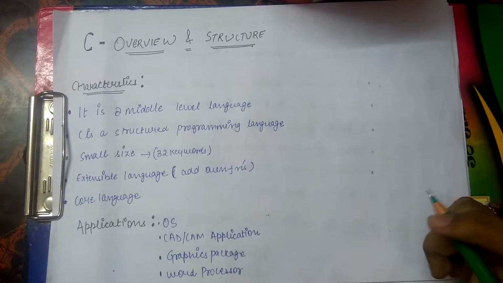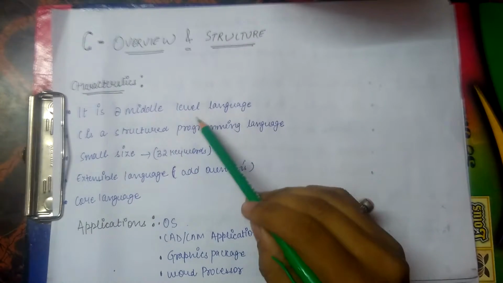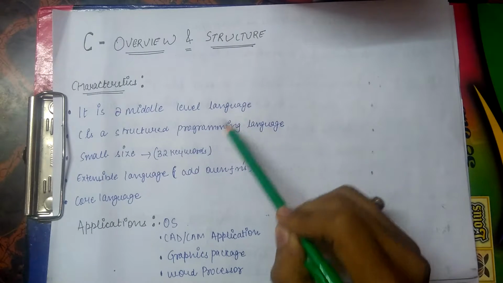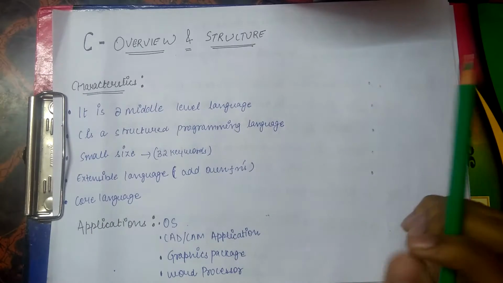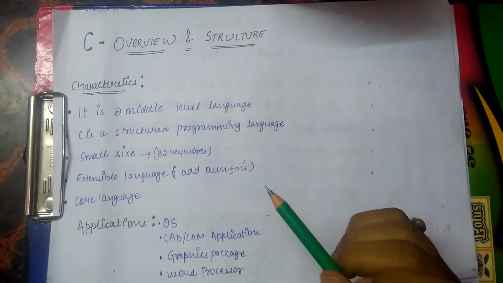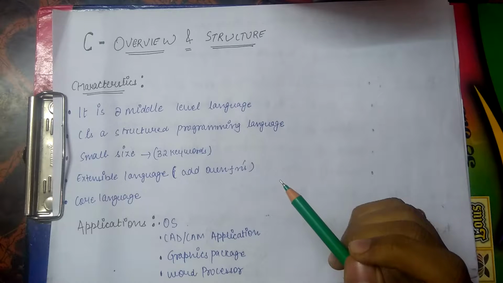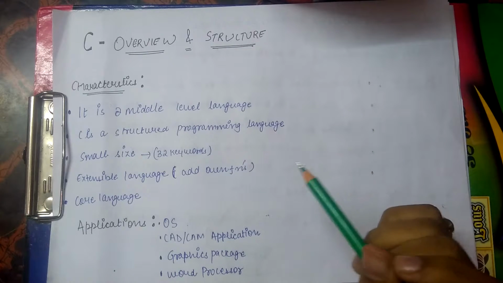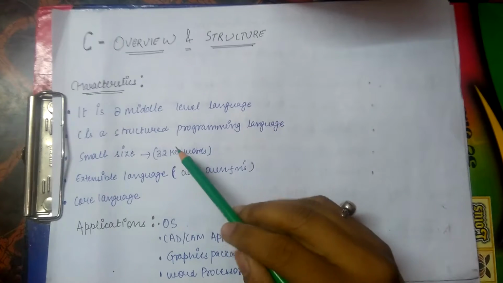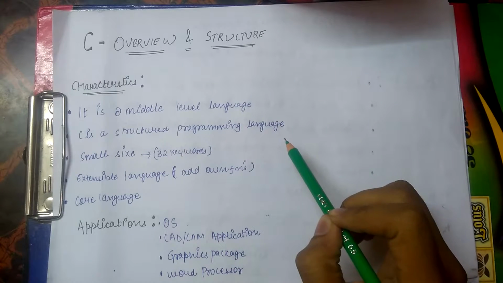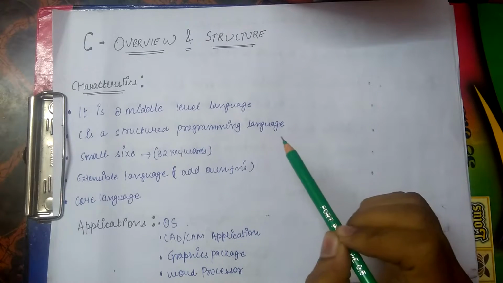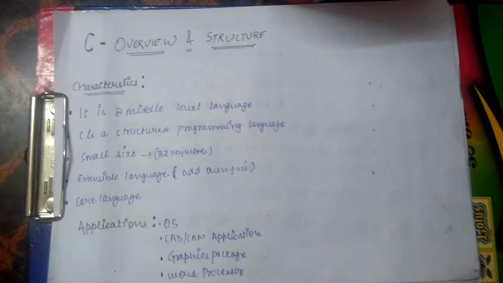Starting with the characteristics of C programming, it is a middle level language. Middle level language means it is a language between the high level language and the machine level language. High level language is what we enter into our computers, and the machine level language is the binary language that computers understand. C is a structured programming language, which means that the language has a structured format.